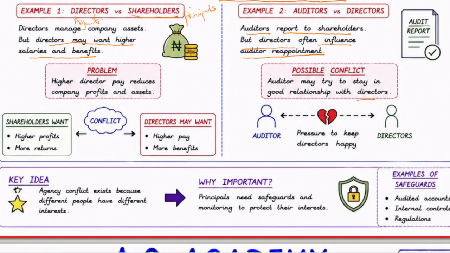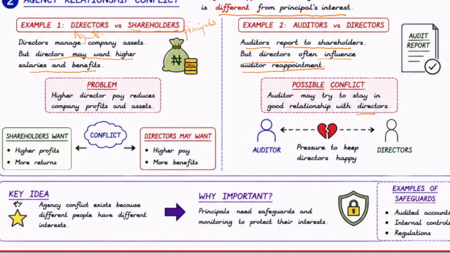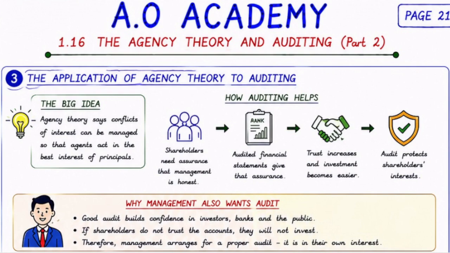Now, what is the key idea here? The key idea is that agency conflict exists because different people have different interests. Principal needs safeguards and monitoring to protect their interests. Audited accounts, internal control, regulations are examples of safeguards that are needed to make sure that the interests align together.